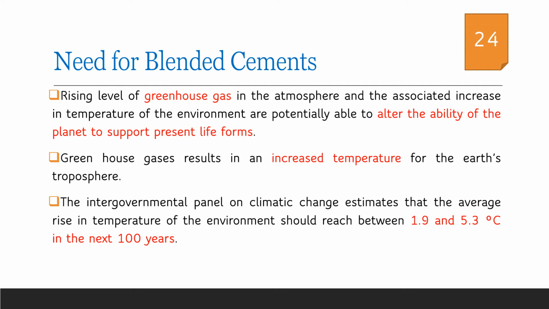Global warming has the capability to alter the ability of the planet to support the present life forms. It is observed that due to global warming, a temperature increase of 1.9 to 5.3 degrees Celsius may occur in the coming 100 years.